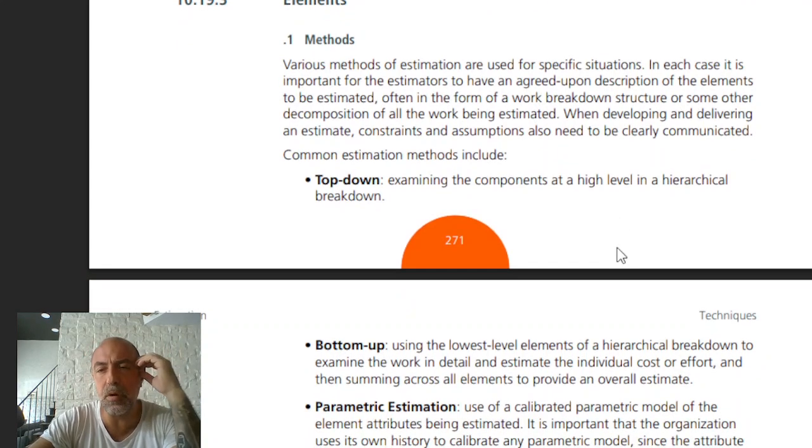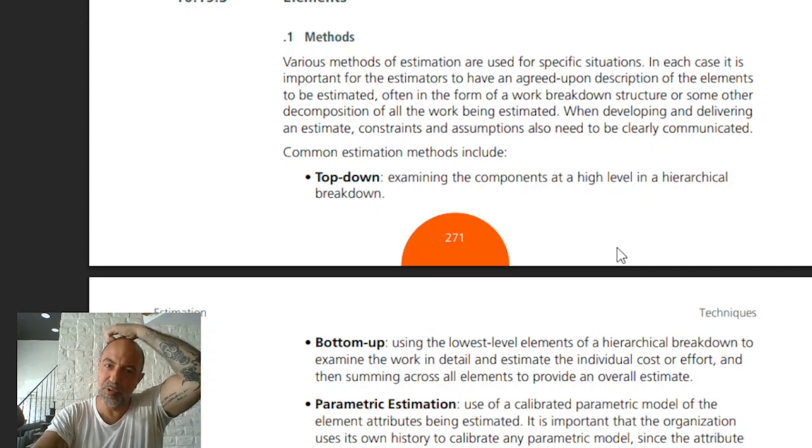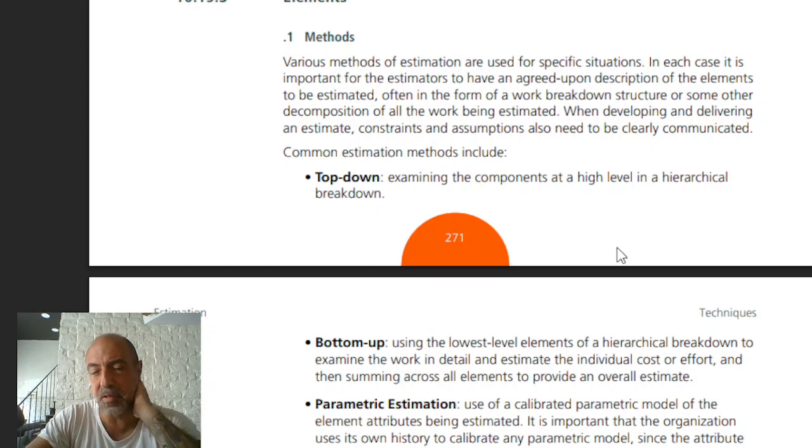What are the methods? Various methods of estimation are used for specific situations. Of course, in each case, it's important that the estimators have an agreed upon description of the elements to be estimated, often in the form of a work breakdown structure or some other decomposition of all the work being estimated, right? So there's always this harmony that they keep talking about. The people involved need to agree on what they're doing, why they're doing it, where they're doing it, how they want to do it, and what exactly they are going to be doing about it, right? The interaction with it.